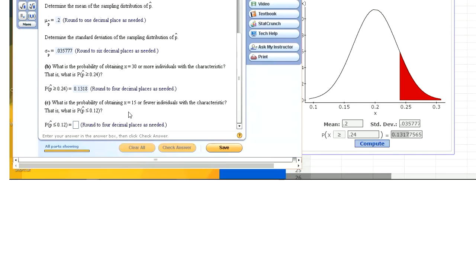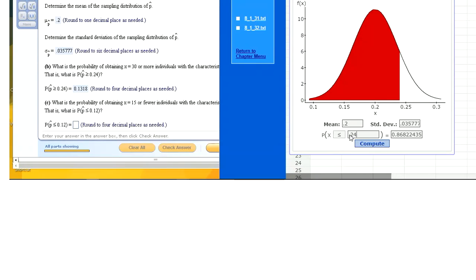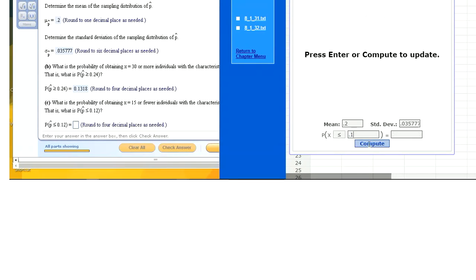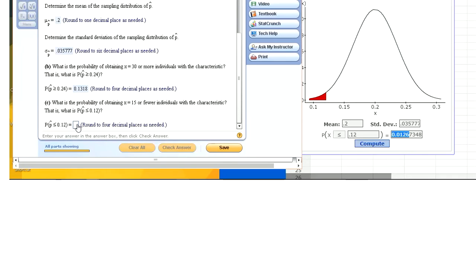Last part, what's the probability that p hat is less than or equal to 0.12? Okay, well, we have everything here. It's just a matter of changing the direction and changing this to 0.12. And there's our probability. And again, I'm going to have to change that 6 to a 7 to round it up.